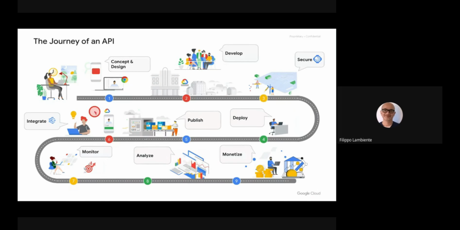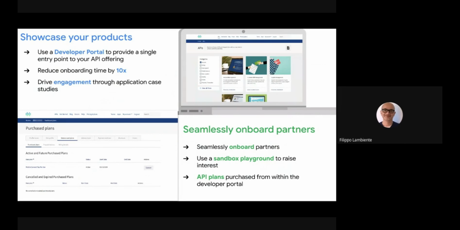Up to now, I think this is something that is already familiar with what you have seen so far, and with your current experience in terms of the journey of the API. More or less, this is the path that we see in our customers.